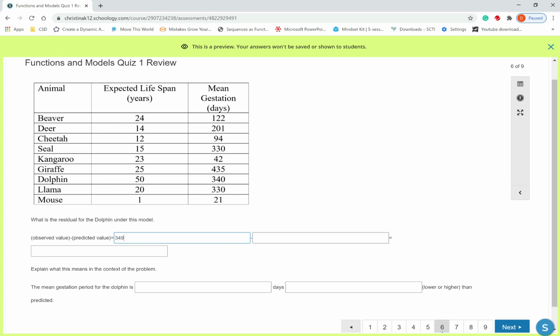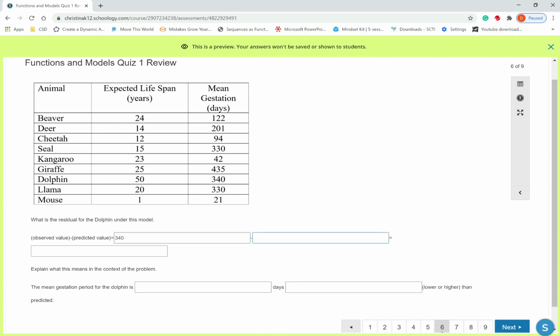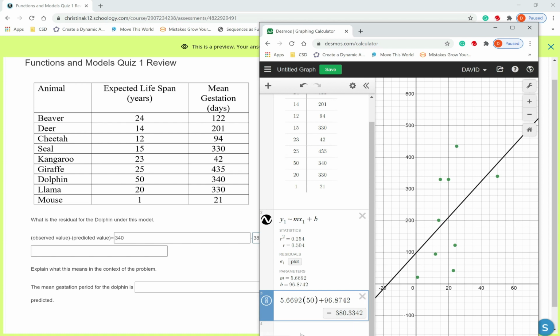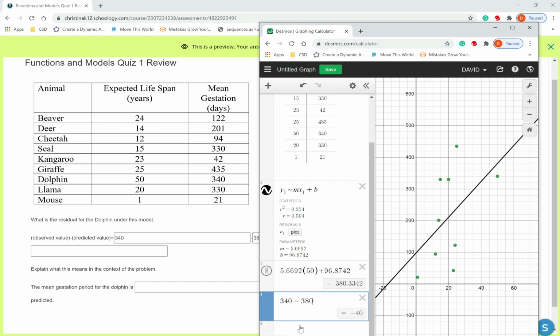So 340 first. The minus sign is already here. Now we're going to type in our 380.3342. Now we're going to actually subtract them. So 340 minus 380.3342, and we get negative 40.3342.